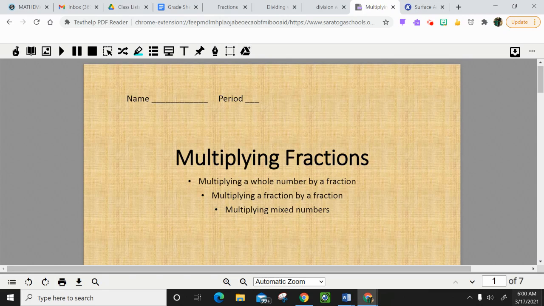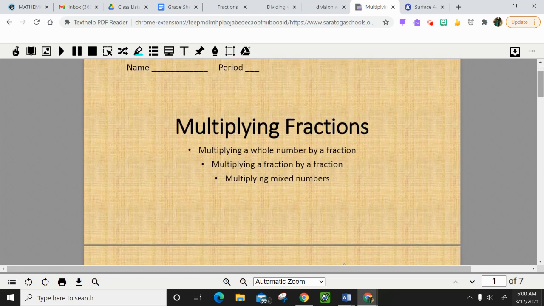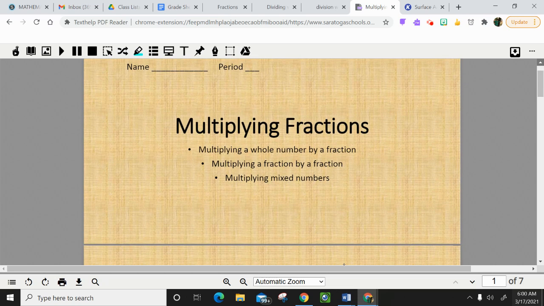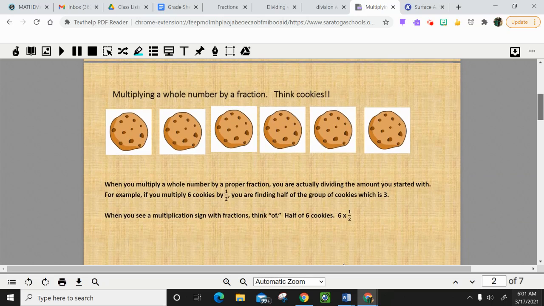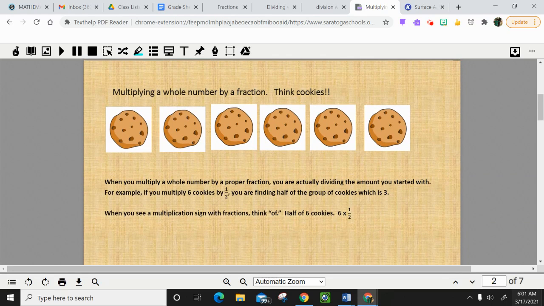I thought that we could go through some misconceptions or maybe misunderstandings from your yesterday's assignment reviewing multiplying and dividing fractions. Okay, so first going over multiplying, we'll do a whole number by a fraction, then a fraction by a fraction, and then mixed numbers. As this video plays, it will pause and you will have some questions to answer, so just pay attention.